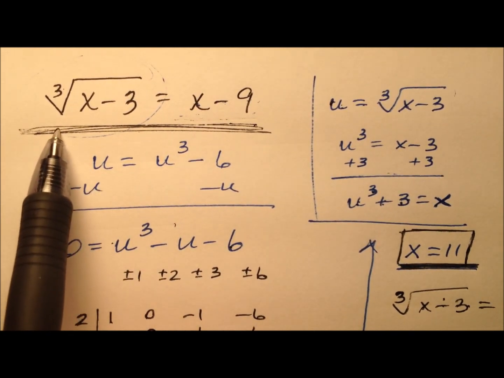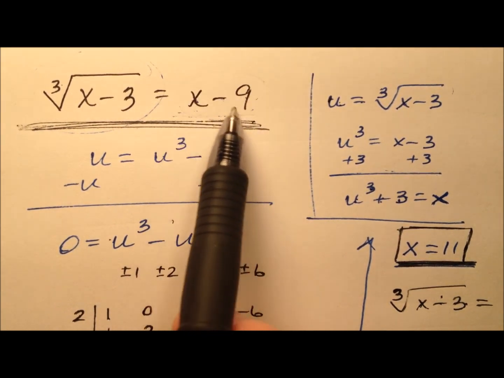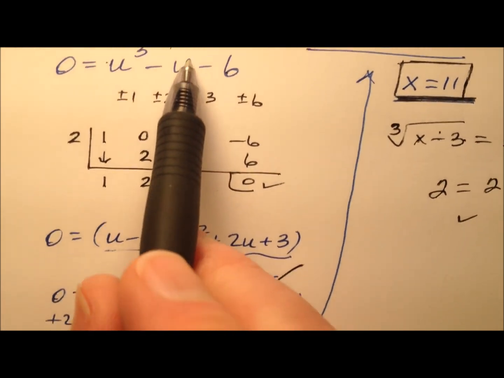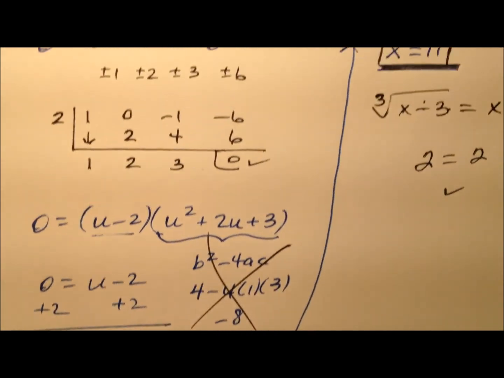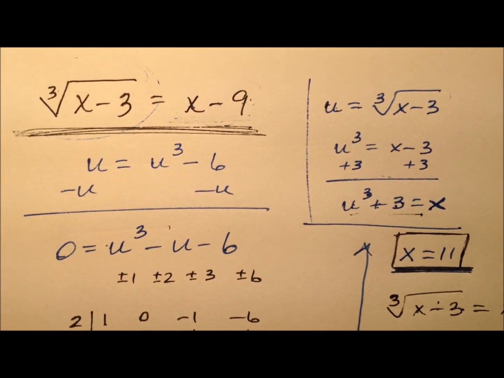So here is our radical equation. We used a u-substitution to avoid cubing this x minus 9 binomial. And when we did so, we solved this polynomial equation. We put our u value back in terms of x, and here we go. x equals 11.